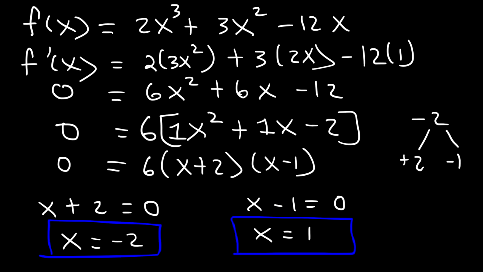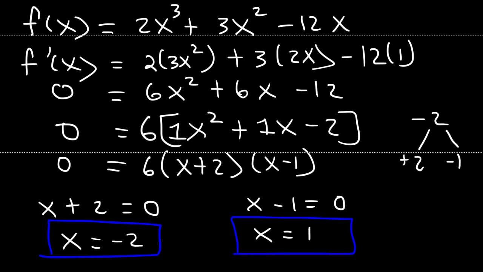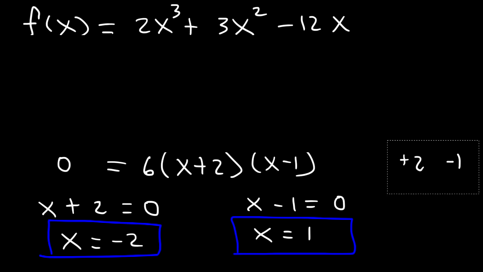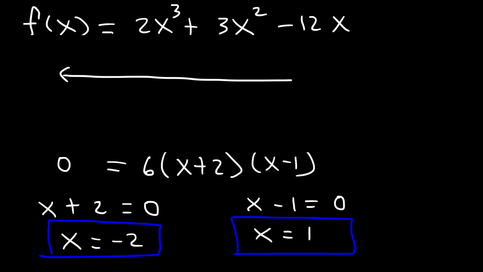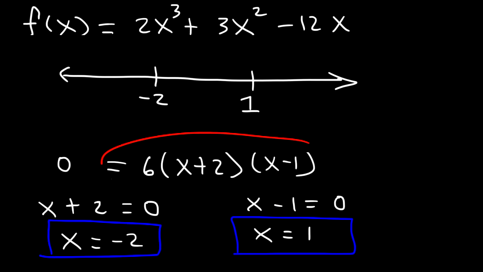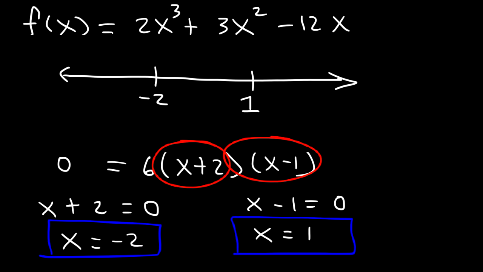So now at this point, we need to create a number line. We're going to place negative 2 to the left of 1. And we need to use the factored form of the first derivative to produce the sign chart. So let's pick a number that's greater than 1. Let's try 2. 2 plus 2 is positive. 2 minus 1 is also positive. A positive number times a positive number will give us a positive result.